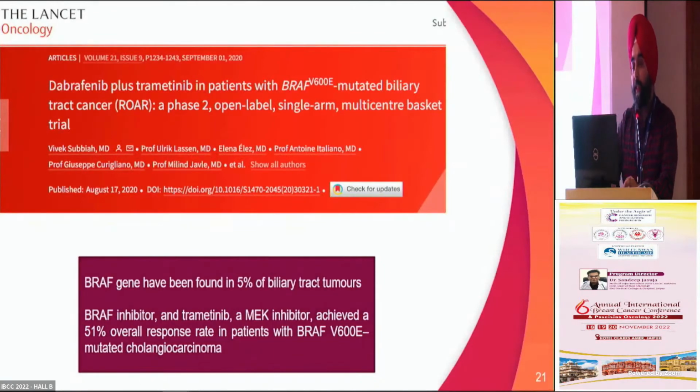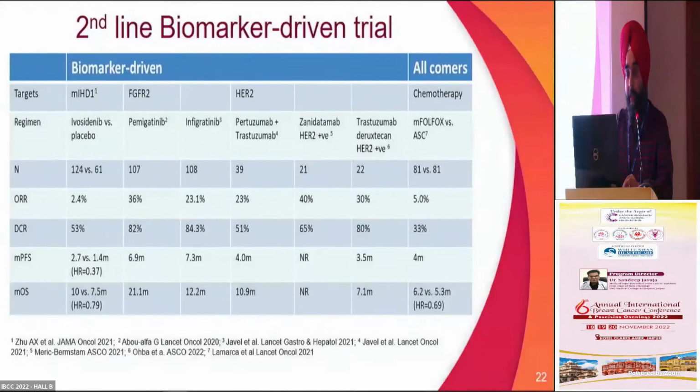Next, again, BRAF inhibitors along with MEK inhibitors. This gene has been found in approximately 5% of BTC patients, and it has achieved a 51% response in patients with a BRAF-mutated cholangiocarcinoma. This is a figure showing all these second-line biomarkers and the various trials, with the various PFS and OS survival benefits with these drugs.